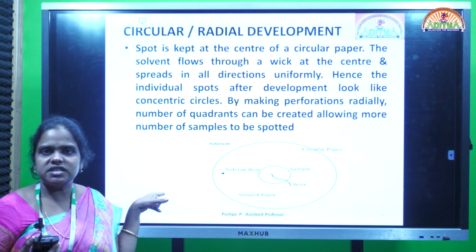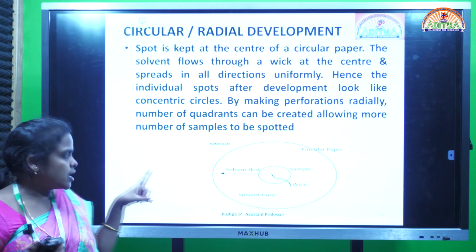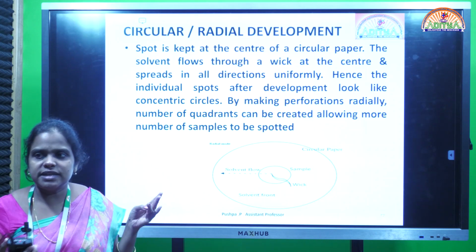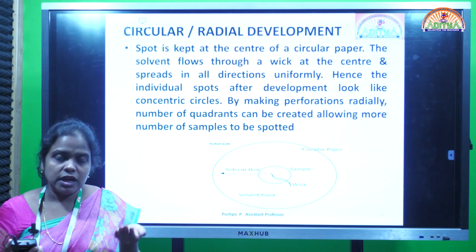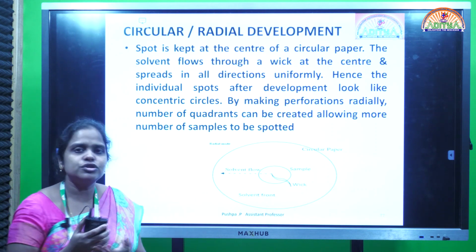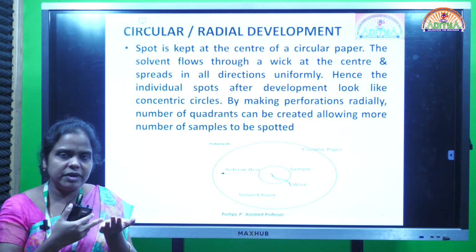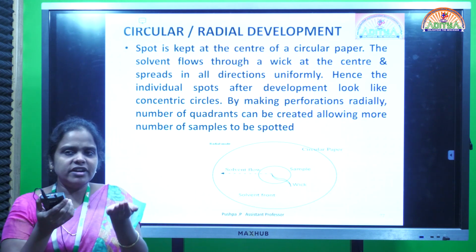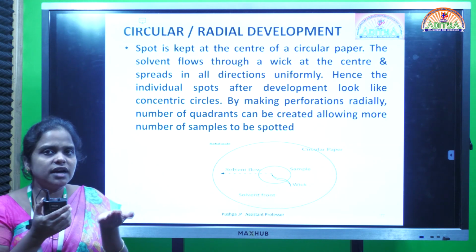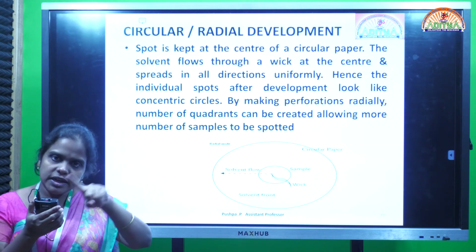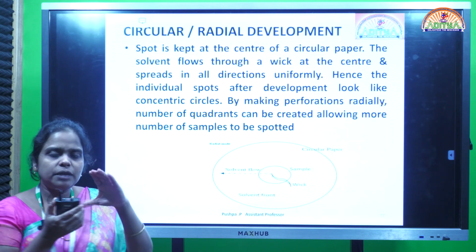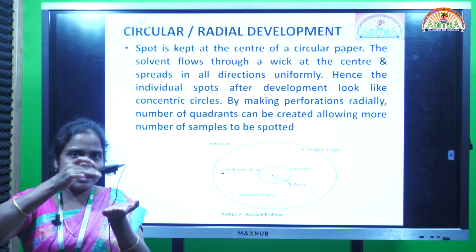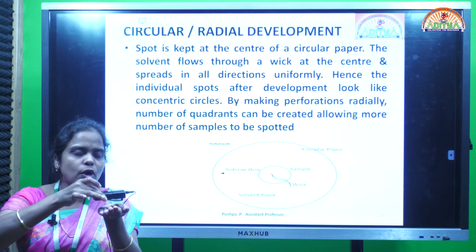Another one is circular or radial. The name itself denotes that we will use a circular or radial type of thing. Usually in ascending and descending, we take beakers, whereas in the circular and radial technique, we take a petri dish. You know already, a petri dish is circular with less width. After taking the petri dish, we take the radial paper. The paper will be circular or radial, and on that paper we do the sample spots, and we keep that paper on the petri dish.